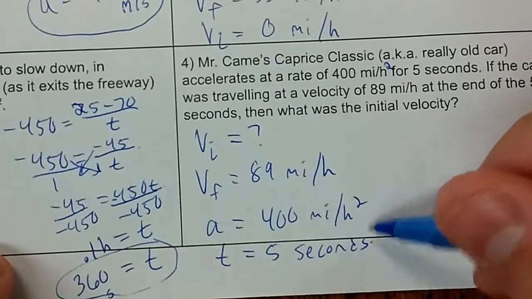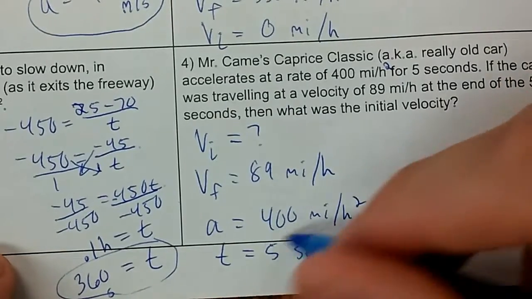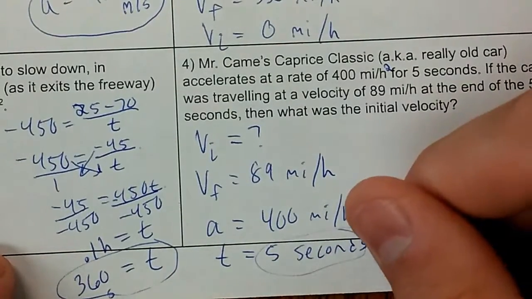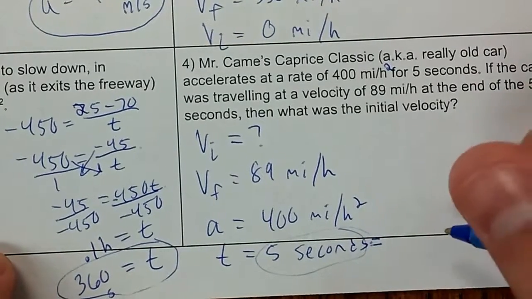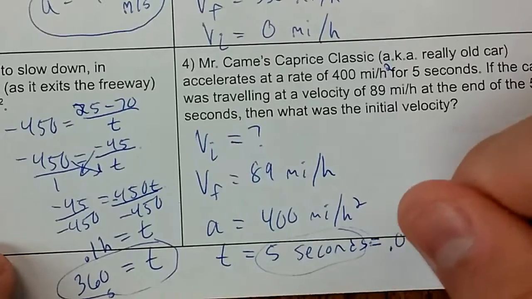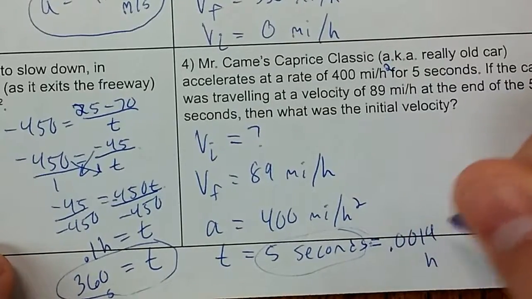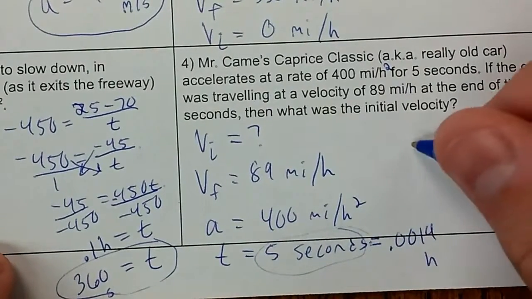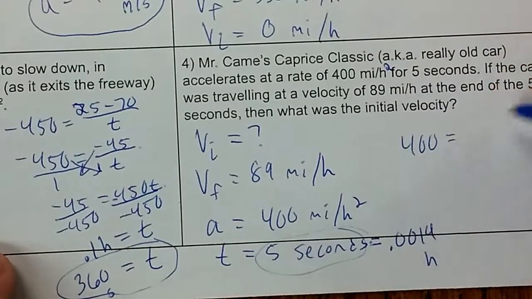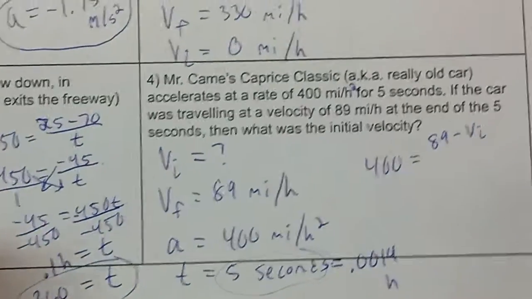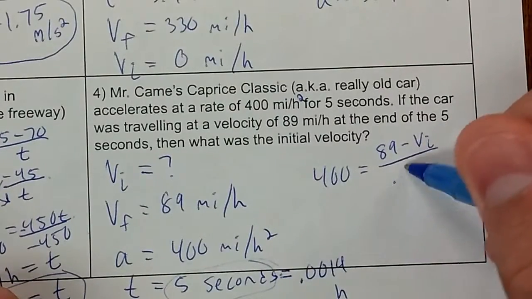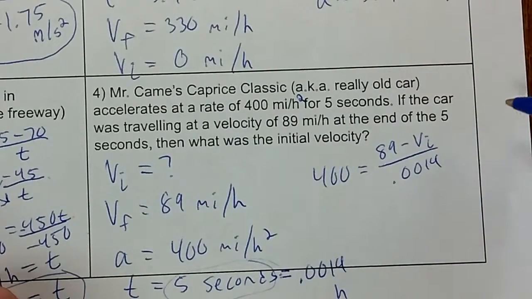Check for units: seconds, hours, hour squared. We've got to change 5 seconds into hours. When you do that and you convert, you get 0.0014 hours. That's your time. So plug in the numbers you know. 400 equals 89 minus initial velocity divided by 0.0014.